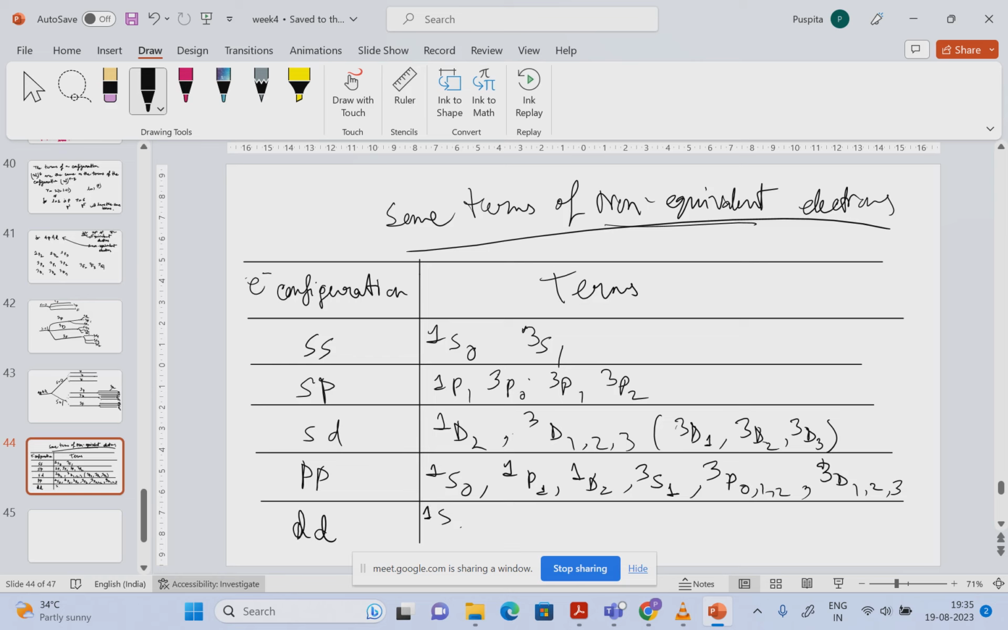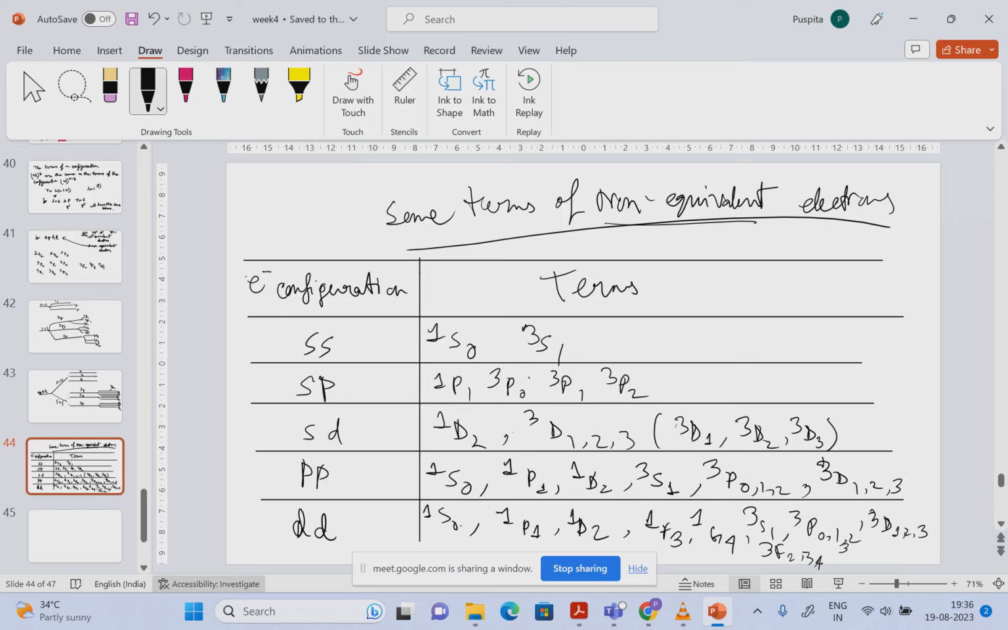S is 0: 1P1, 1D2, 1G4. S is 1: 3S1, 3P0, 1, 2, 3D1, 2, 3, 3F2, 3, 4, 3G3, 4, 5. Okay. We will get these terms.